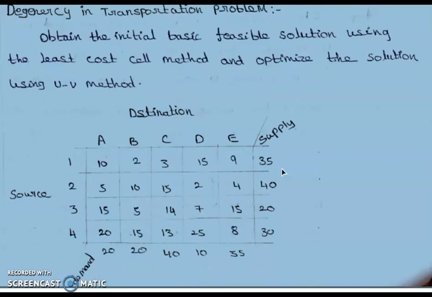First step, the given problem should have total supply equal to total demand. Here the supply values are 35, 40, 20, 50. In demand, the first column is 20, the second is 20, the third is 40, the fourth is 10 and the fifth is 35.